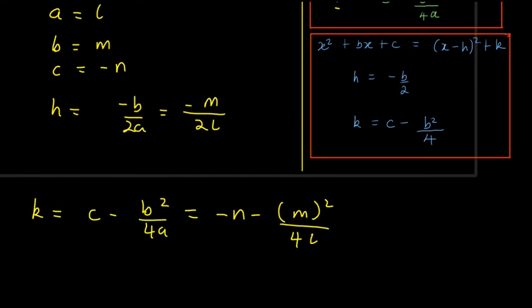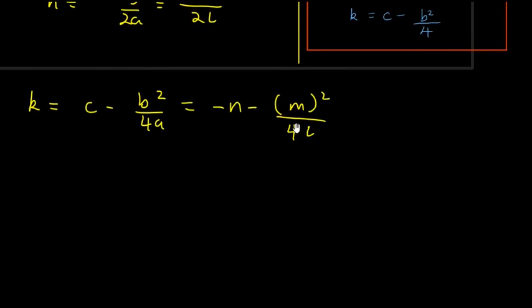Okay, so we simply have to simplify further if possible. We have minus n minus m squared over 4l. We can actually make it a single fraction: minus 4nl plus m squared over 4l. Yeah, I think it's correct.